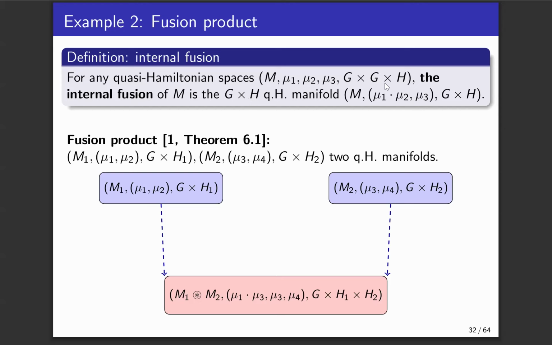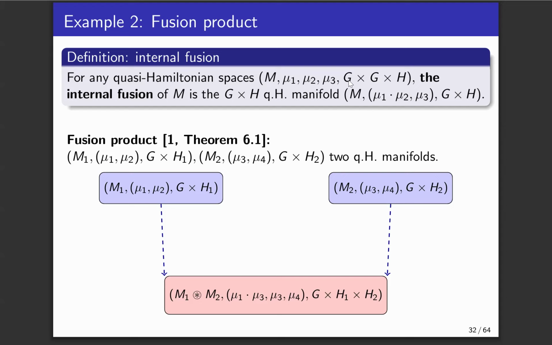So the idea is the following one. We start from G times G times H quasi-Hamiltonian manifolds, and we want to construct some G times H quasi-Hamiltonian manifolds. So what we do is we take these two copies of G and we glue them. We apply some fusion to these copies, and then we get a new quasi-Hamiltonian structure on the same manifold M, but this time it's only a G times H quasi-Hamiltonian manifold. And it's described by the following moment map.